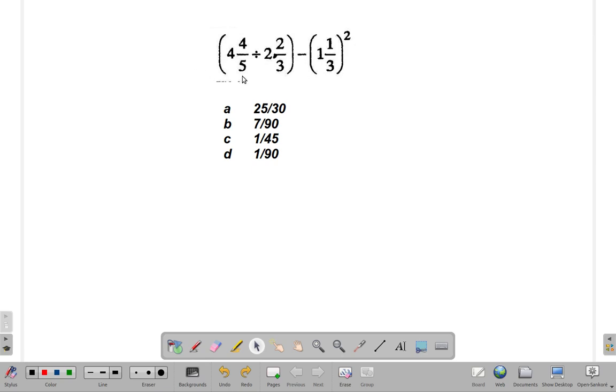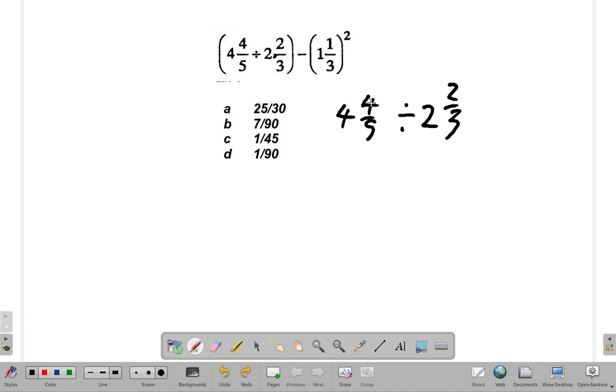You have 4 and 4/5. Remember, when it comes to fractions, first of all, turn the mixed fraction into improper fractions. This is a mixed fraction. It's mixed up with a whole number plus the fractional part. So it's 4 and 4/5 divided by 2 and 2/3, and that's minus 1 and 1/3, but let's just deal with this part for now.